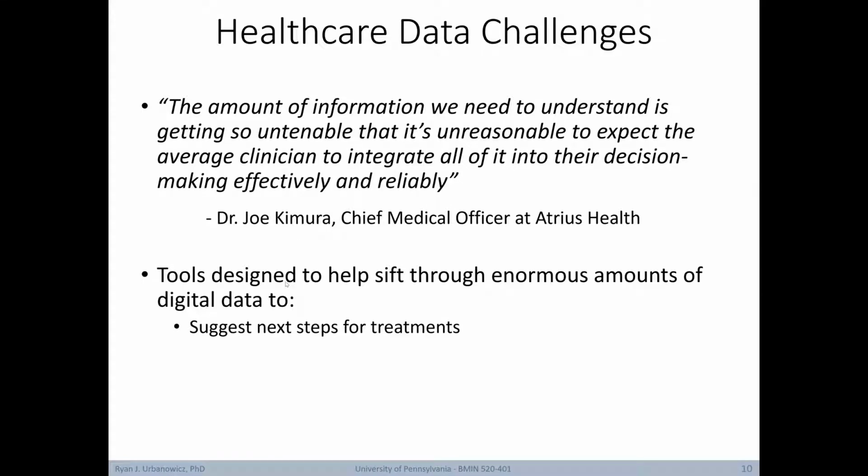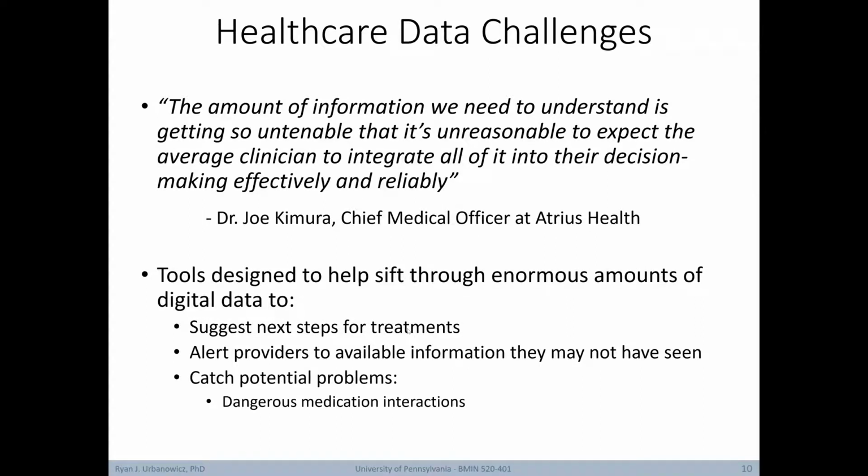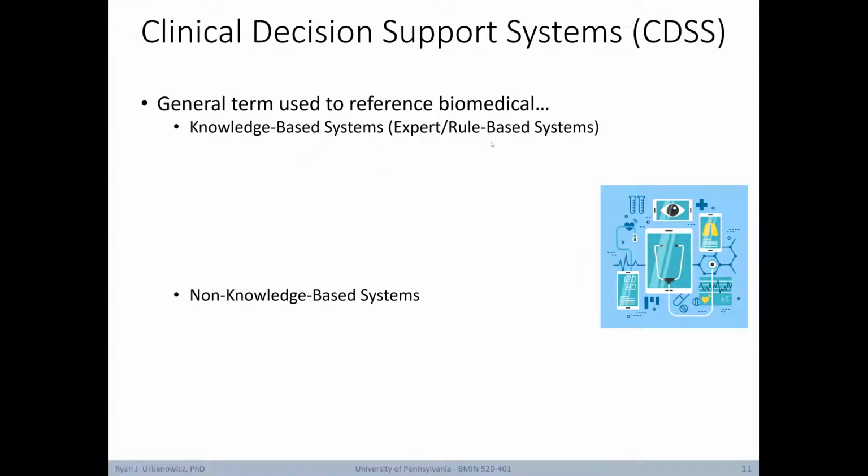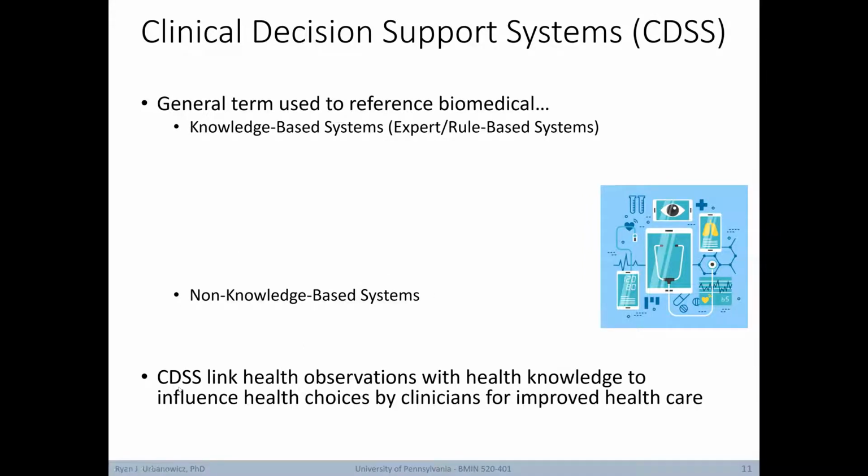What we need are tools that are designed to sift through enormous amounts of digital data that can suggest next steps for treatments, alert providers to available information that they may not have seen yet, and catch potential problems, for example, dangerous medication interactions. The term Clinical Decision Support System, or CDSS, is a general term used to reference different biomedical systems. These can be knowledge-based systems, such as expert or rule-based systems like we've covered, or they can be non-knowledge-based systems. The goal of a clinical decision support system is to link health observations with health knowledge to influence health choices by clinicians towards improved healthcare.